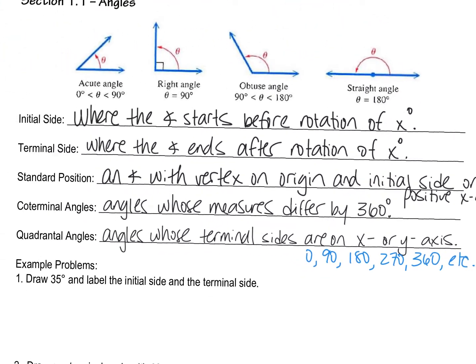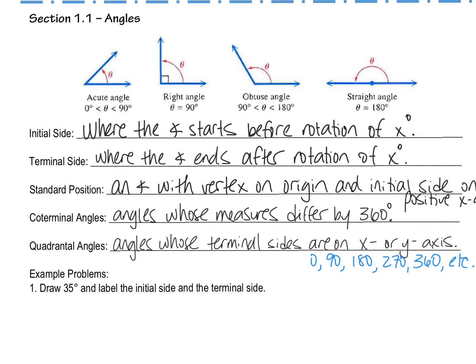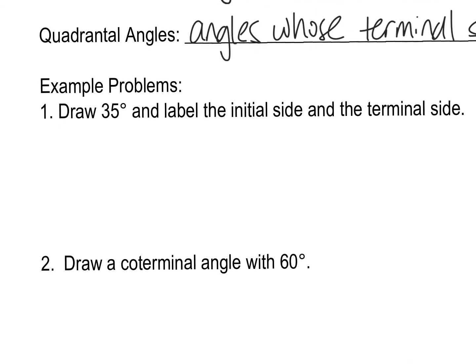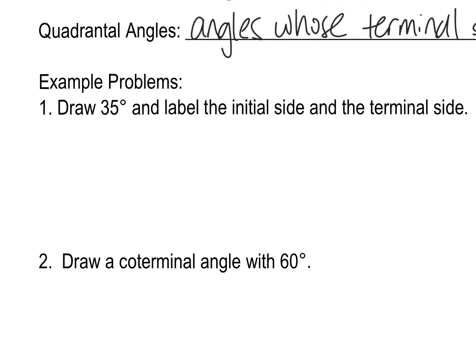I'm going to jump right into the very first problem, the example problem, which has to do with drawing, which is kind of fun. So it says draw 35 degrees and label the initial side and terminal side. Both of those words are vocab words, so you need to be familiar with them. You can see the definition above. But for 35 degrees, we're not just drawing like we did in geometry, a random angle with two rays sticking in whatever direction. What you have to think about here is an actual coordinate axis.